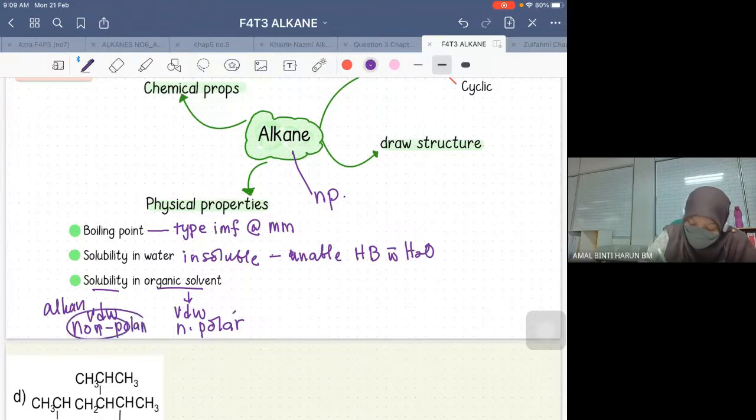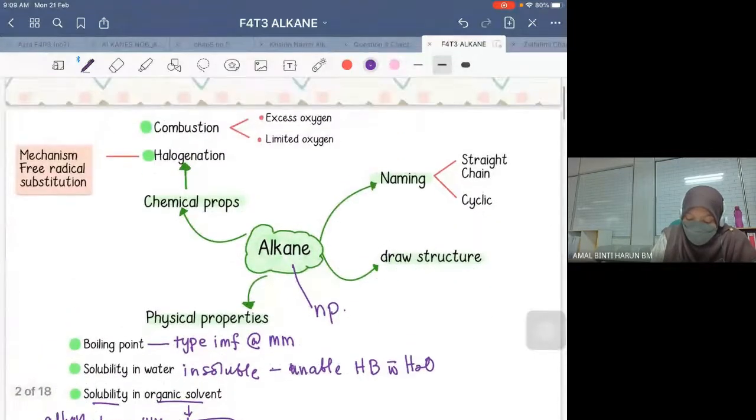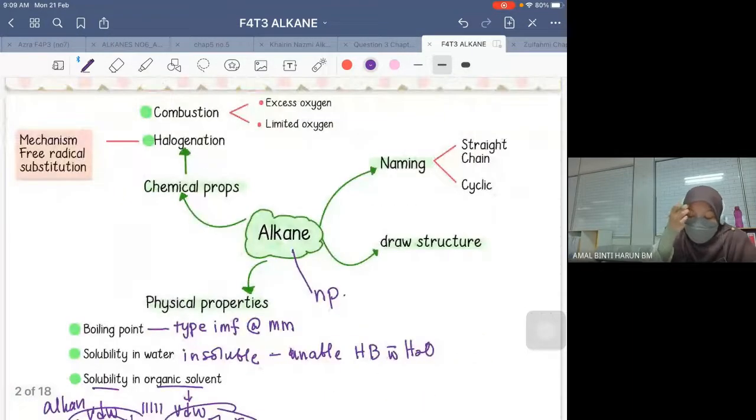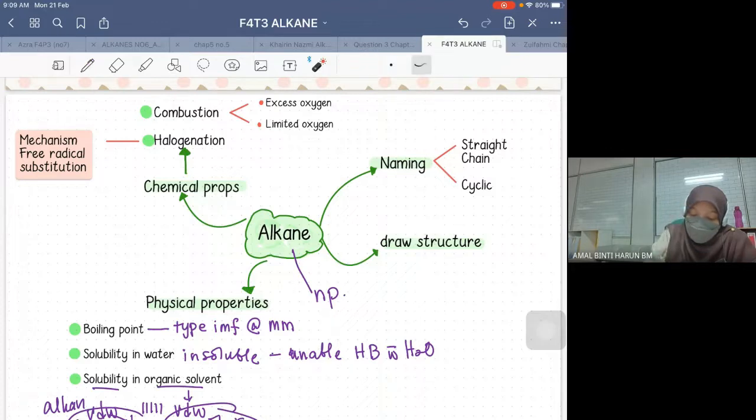So how are the non-polar ones connected? There are intermolecular van der Waals forces between the non-polar molecule of alkane and the non-polar organic solvent. Okay. Next, for chemical properties, kita ada dua jenis reaction: combustion of alkane and then halogenation of alkane. For combustion of alkane, it is in excess oxygen and limited oxygen. So the product will be different.